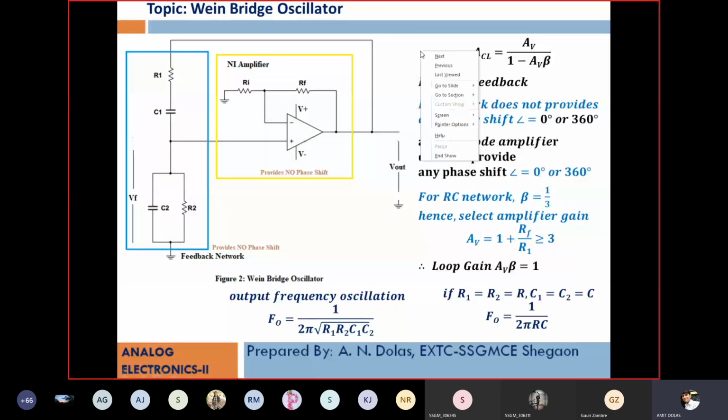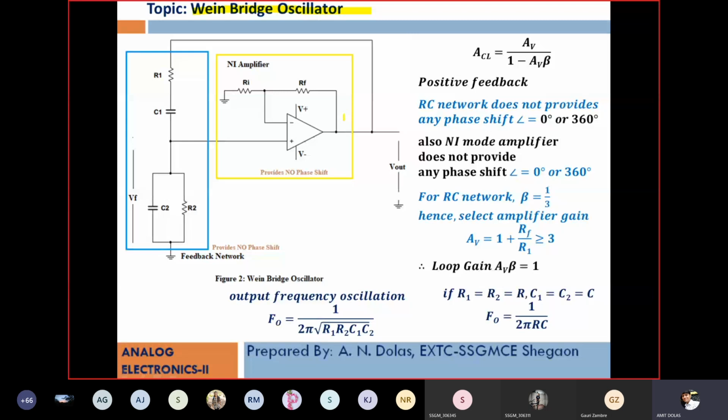Here Wien bridge is the name because it is a kind of bridge. If you look into the book, there will be several fashions in which this Wien bridge oscillator is drawn, but the connections are the same, though it looks different. So here, as we know, we need an amplifier, and we need a feedback network using R and C components. So this is the feedback network.